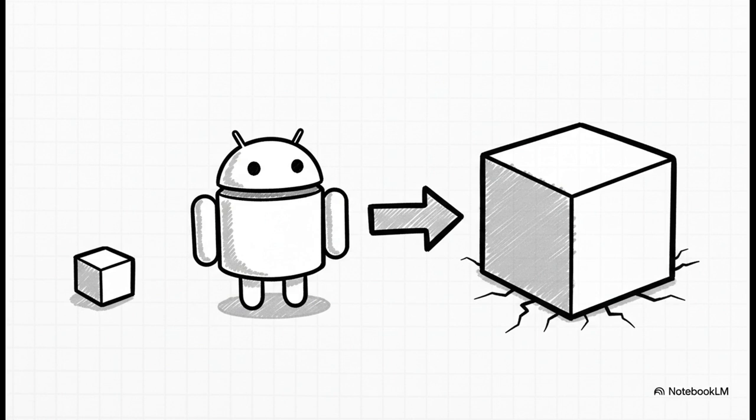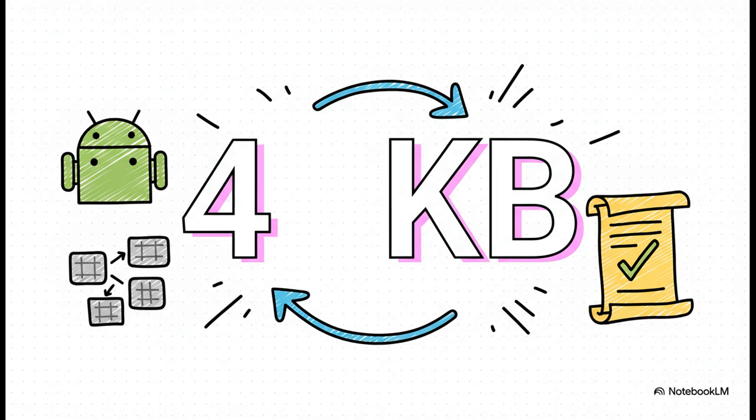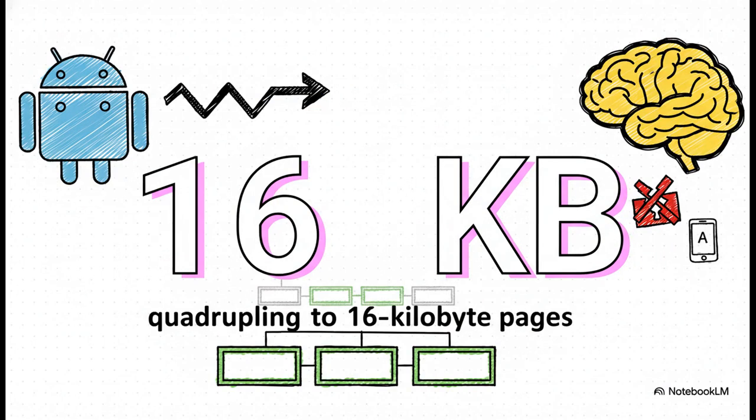Google is fundamentally changing the most basic unit of how memory is managed. For years and years, Android has managed memory in these little chunks, these 4 kilobyte pages. That's been the standard forever. Well, with Android 15 on devices with enough RAM, that number is quadrupling to 16 kilobyte pages. Now, this shift lets the system manage memory more efficiently and even launch apps faster. But, and it's a big but, it comes with a major catch for us developers.